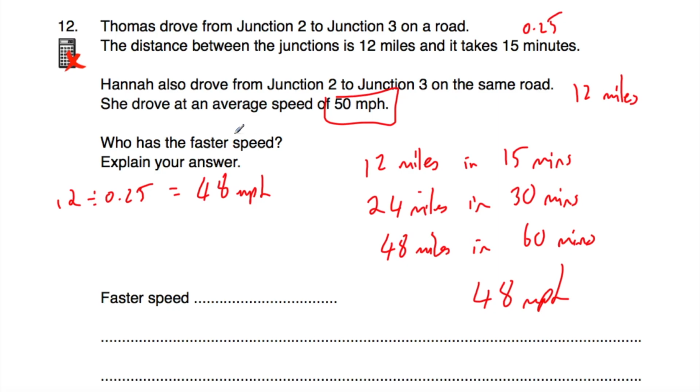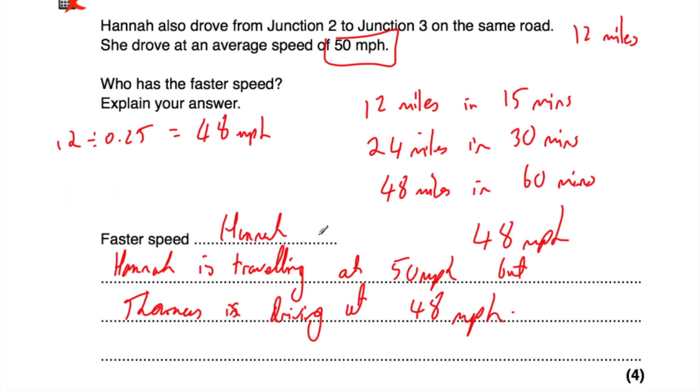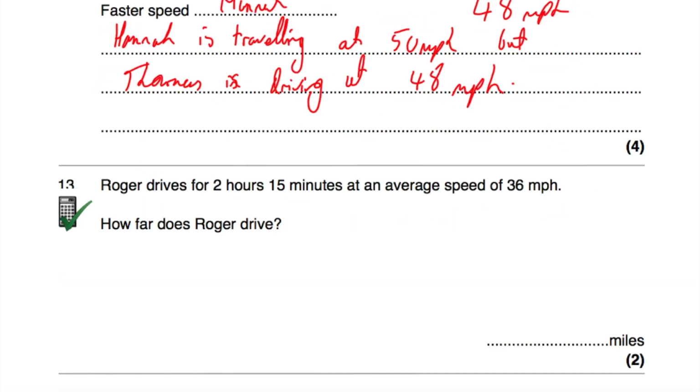But the question says, who's the faster speed? The answer is Hannah. Hannah's got the fastest speed, and let's explain that. I've just explained that Hannah has the fastest speed because she's traveling at 50 miles per hour and Thomas is only driving at 48 miles per hour. And that's it.